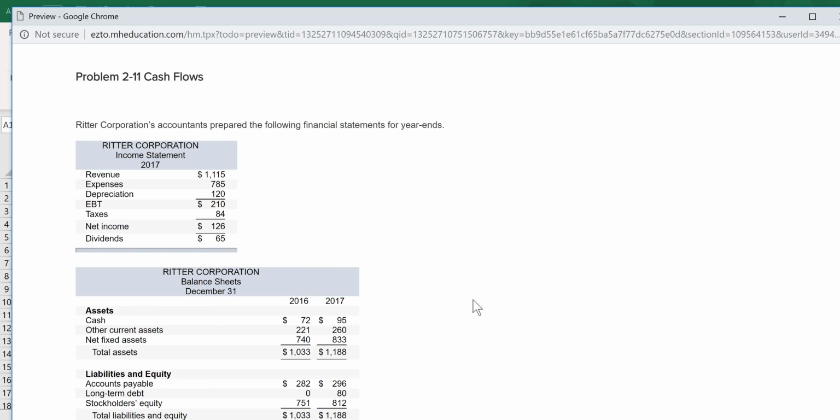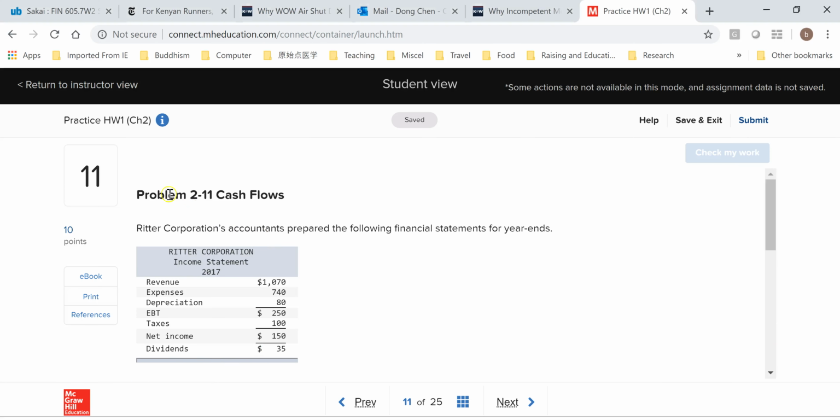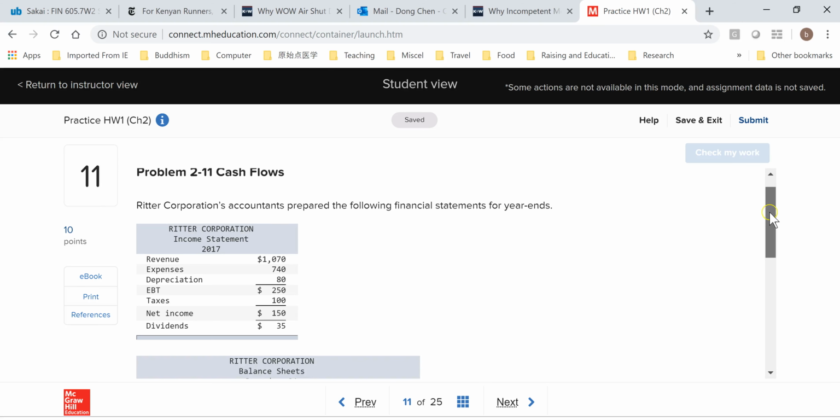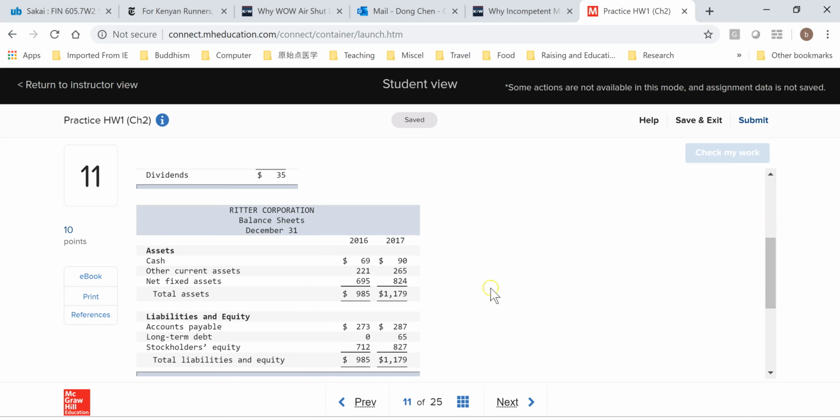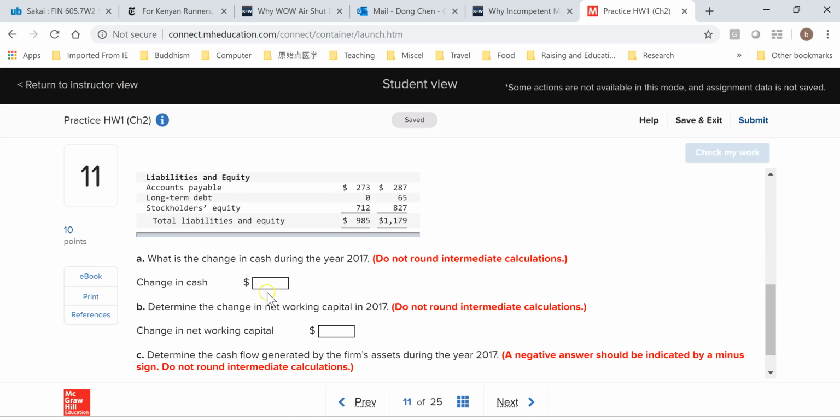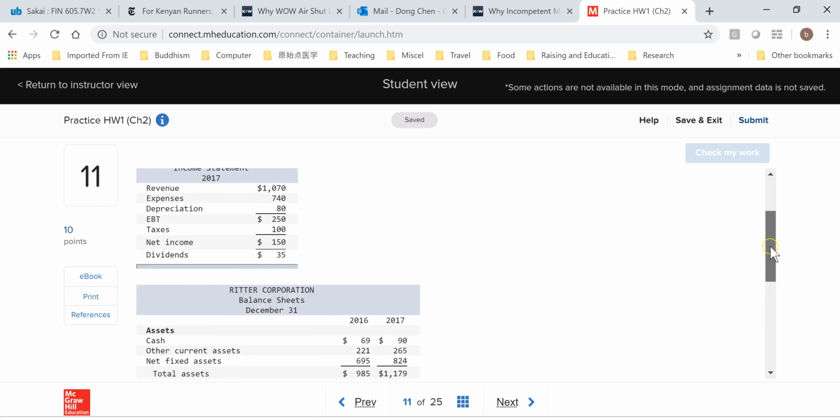This is question number 11 of problem of practice homework 1, problem 2-11. So here we're provided with the income statement and the balance sheet for a firm, Vita Corporation. And the question is asking what is the change in net cash during the year 2017. Do not run intermediate calculations.